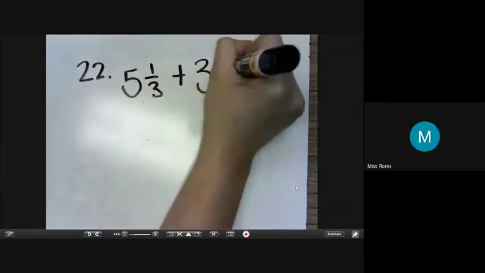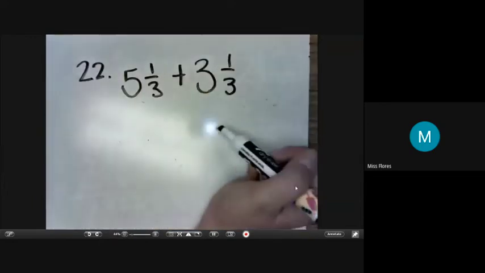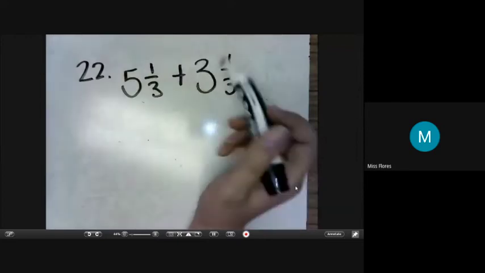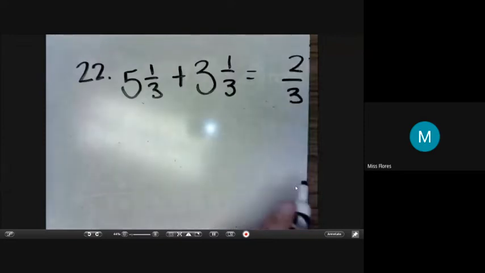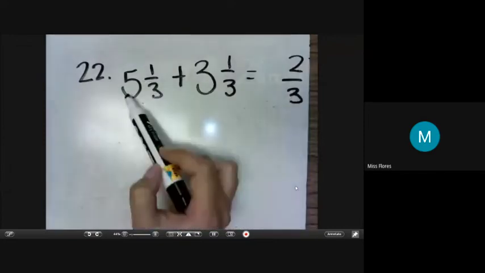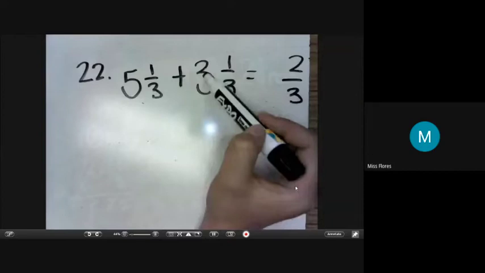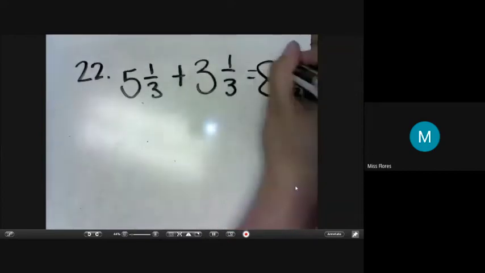Moving on with adding and subtracting mixed numbers, let's do 22 together. Since I know you guys just learned this, we have 5 1/3 plus 3 1/3. Okay, so we need to add the numerator. So 1 plus 1 is 2/3. Carry over the denominator. And now we add our whole numbers. 5 plus 3, 5, 6, 7, 8. And now we get 8 2/3.